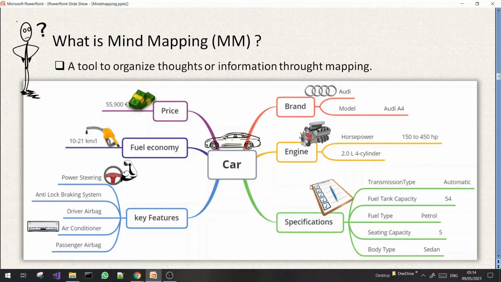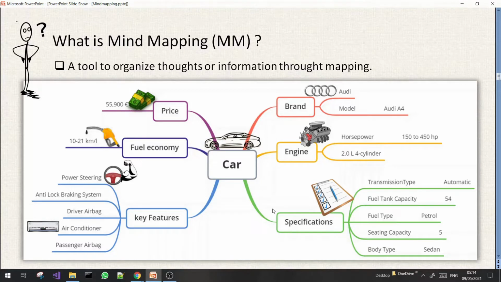Now let's talk about how to draw a mind map. We write the main subject in the center of the page and then, having a free state of mind, we arrange all the information around the main subject. This process is called mind mapping. For example, here I am representing a car. A car can have a brand, a car of course has an engine, a car may have specifications and so on.